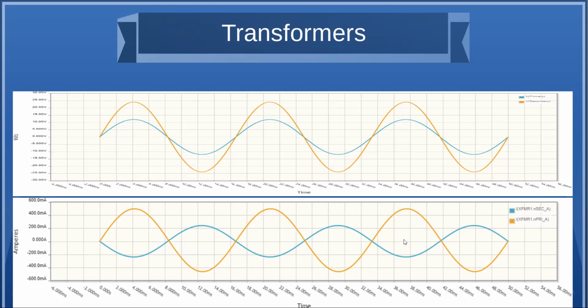Okay. Down here are the currents, okay? And blue, in this case, is the secondary, and yellow is the primary. So you can see that the primary current is higher than the secondary. And also, because of the inductance, there's a phase shift between the primary and the secondary of 180 degrees.